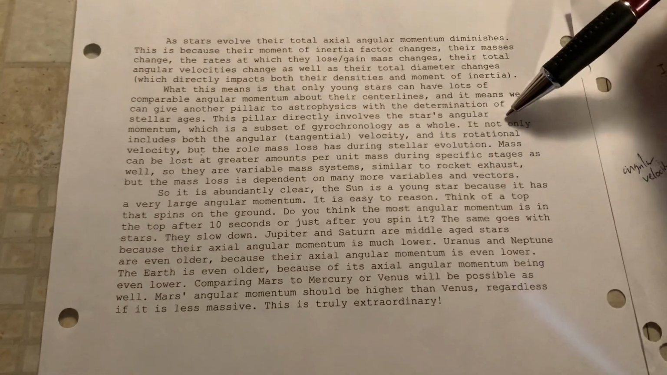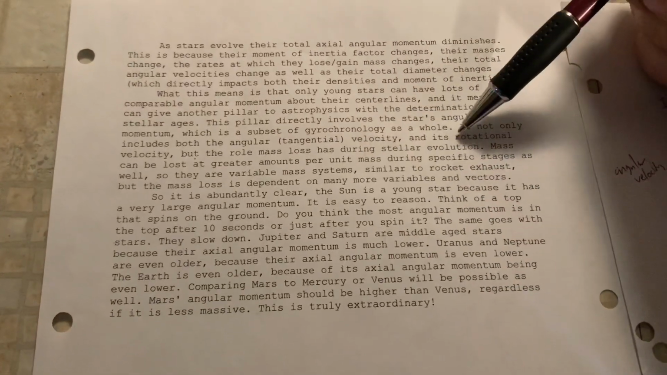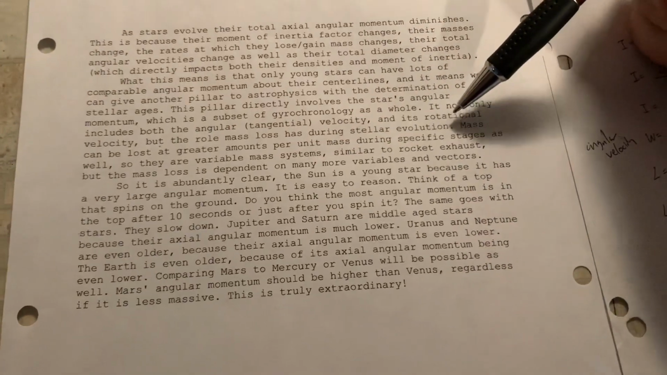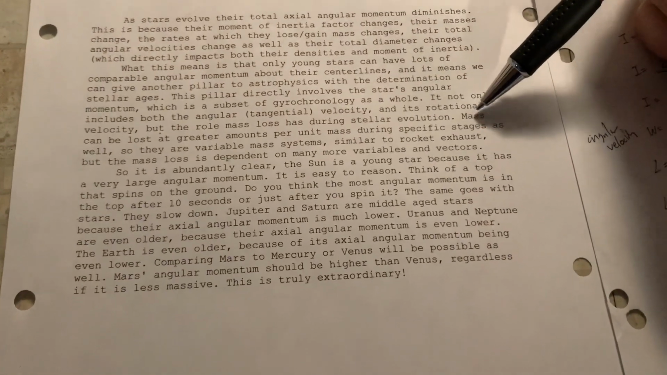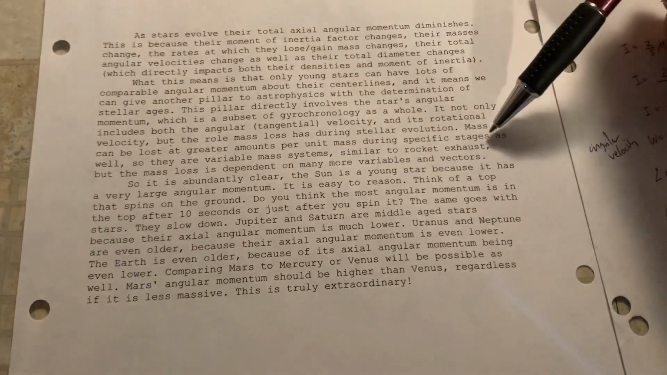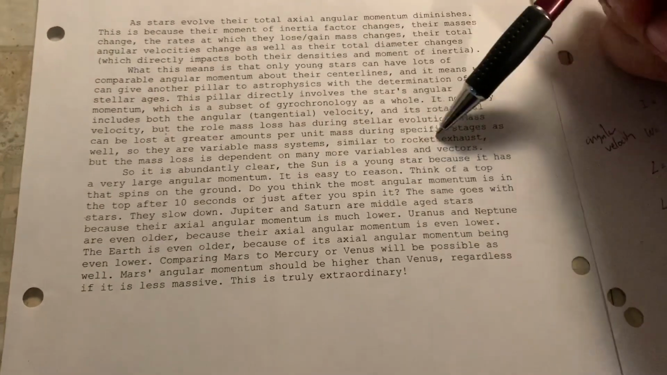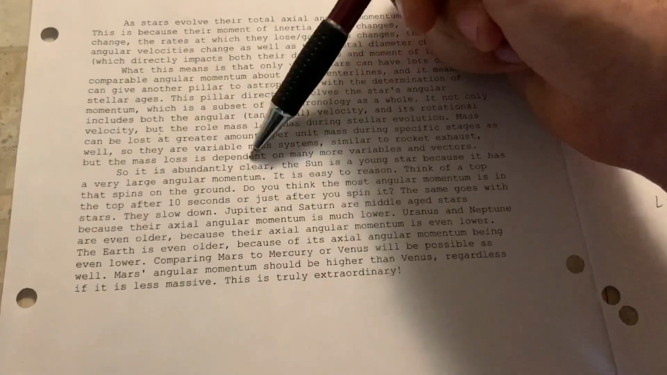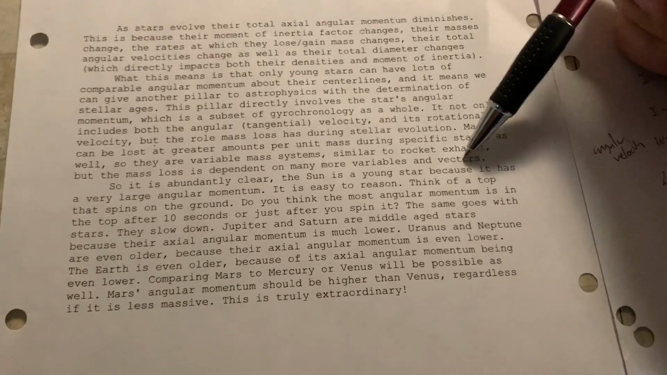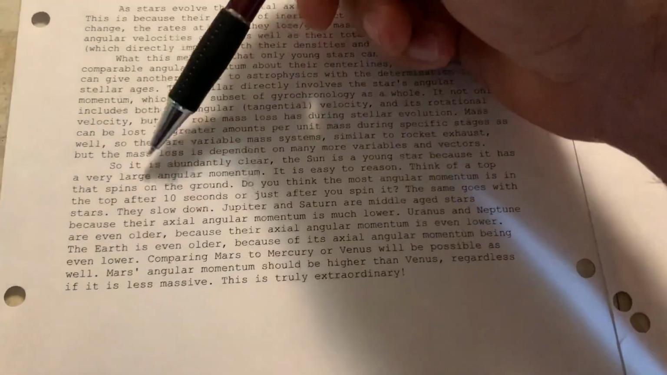It not only includes both the angular tangential velocity and its rotational velocity, but the role mass loss has during stellar evolution. I'll explain this out in a little bit. Let me read this out first. Mass can be lost at greater amounts per unit mass during specific stages as well, so they are variable mass systems, similar to rocket exhaust. But the mass loss is dependent on many more variables and vectors. This is essentially rocket science, but as applied to stellar evolution, which is planet formation.